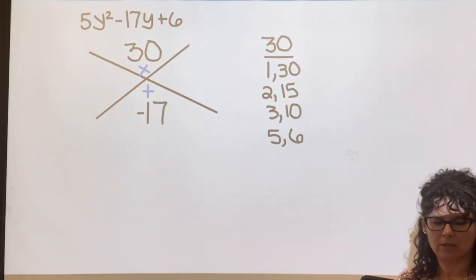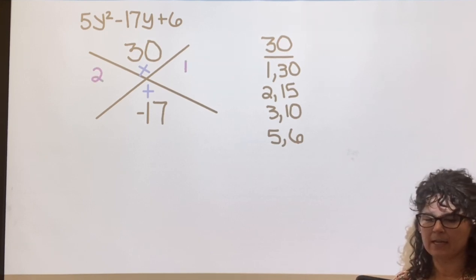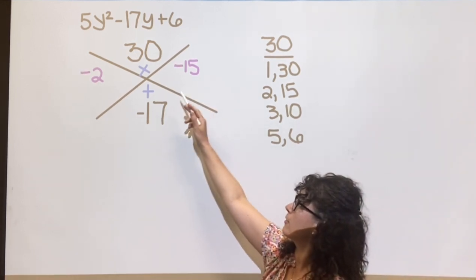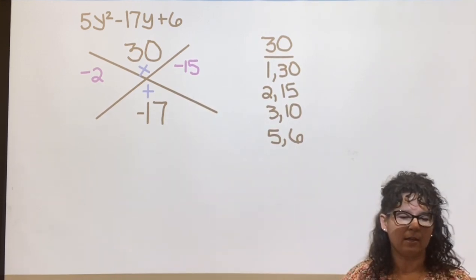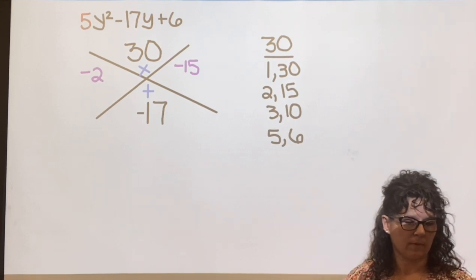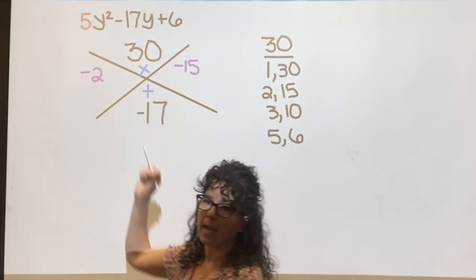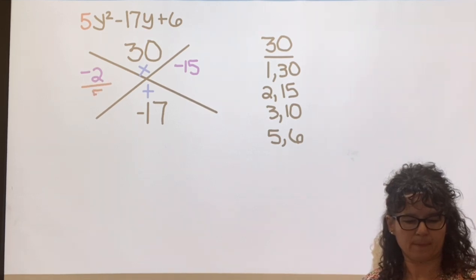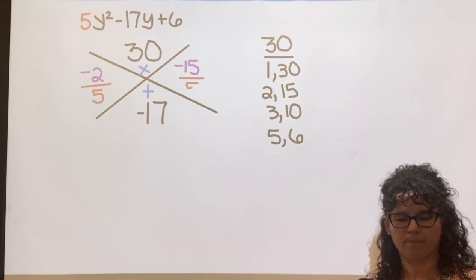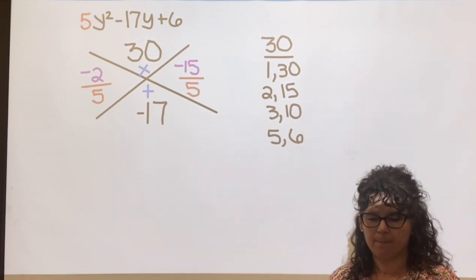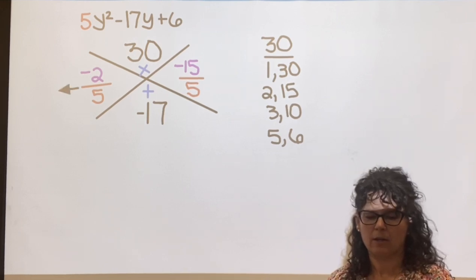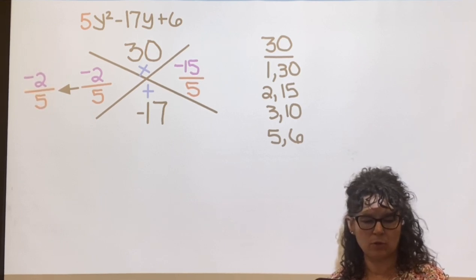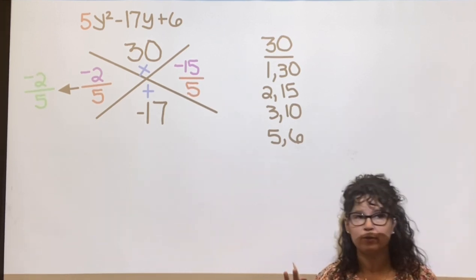Yeah, 2 and 15. But they'll both need to be negative. So they multiply to get 30, add up to negative 17. Right, then we're going to put these two numbers over A, so that's over 5. We need to simplify. Now, negative 2 over 5 does not simplify. Nothing fits into both 2 and 5. So I'm just going to rewrite it off to the side to emphasize we tried.